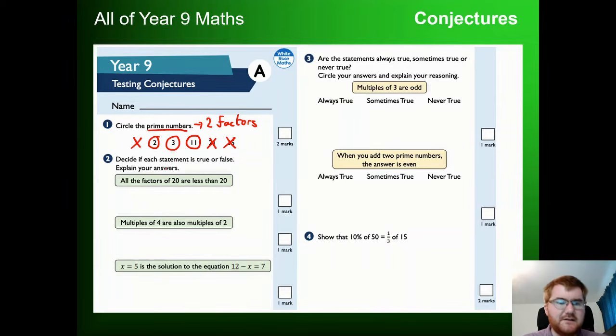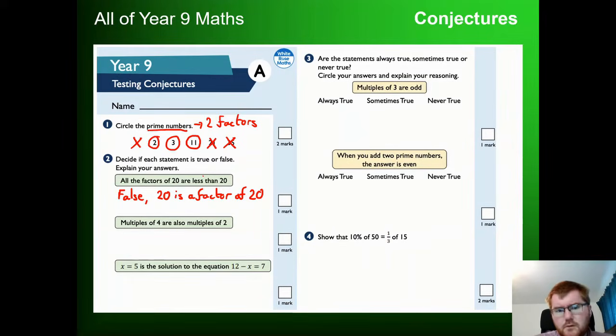So all the factors of 20 are less than 20. Well, this is going to be false because, and there is one counterexample here, 20 is a factor of 20. Notice you want strictly less than 20, but 20 is equal to 20, therefore it must be false.